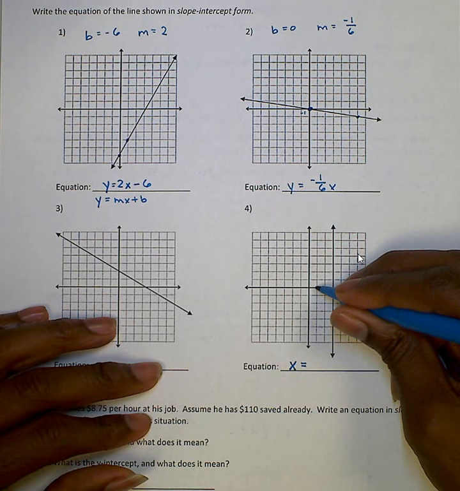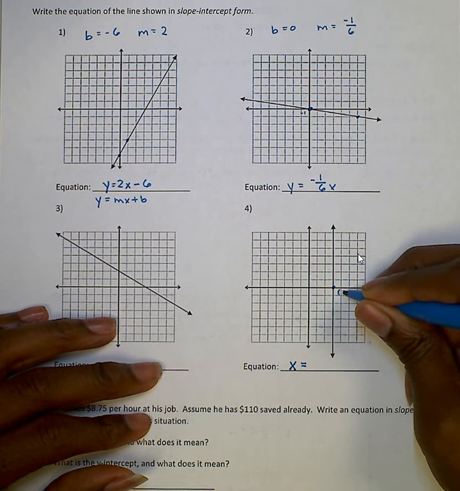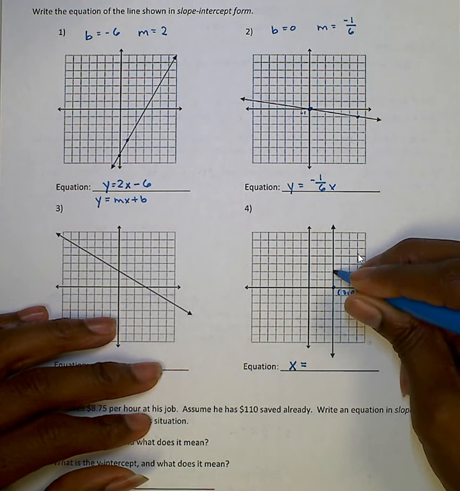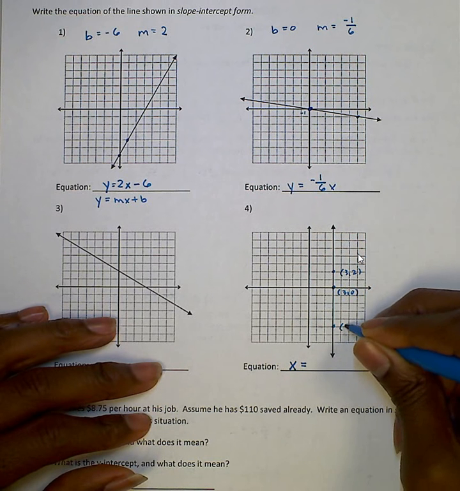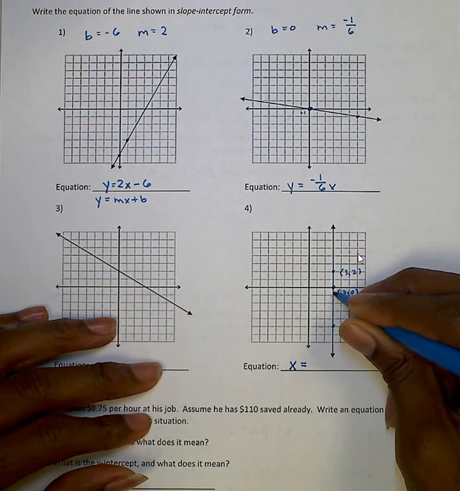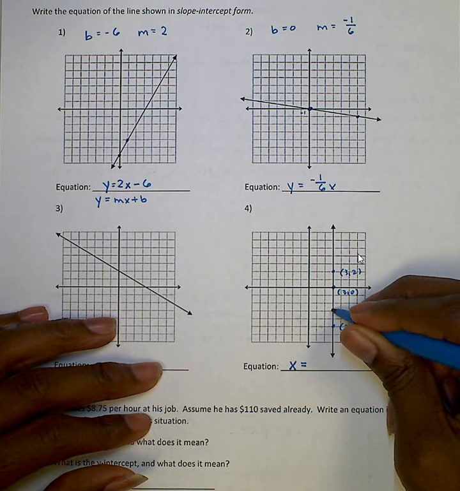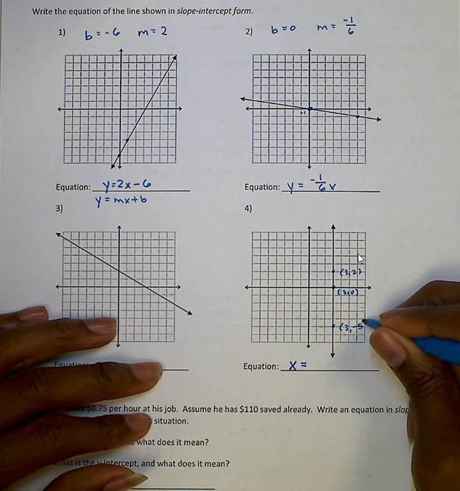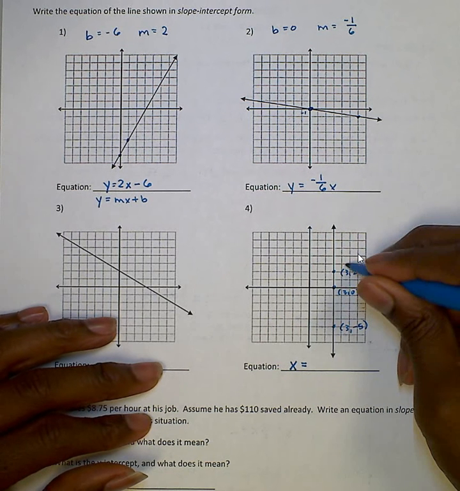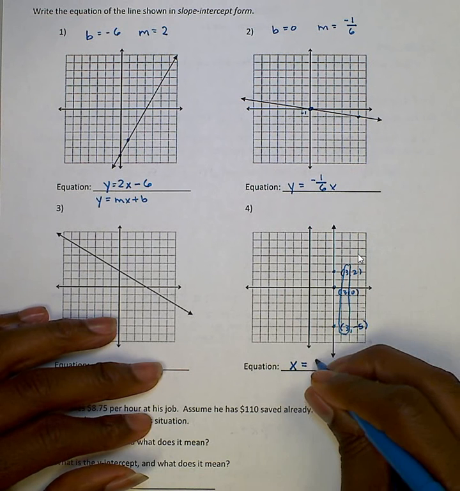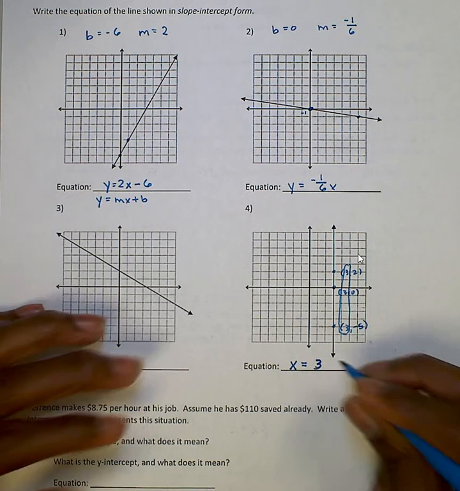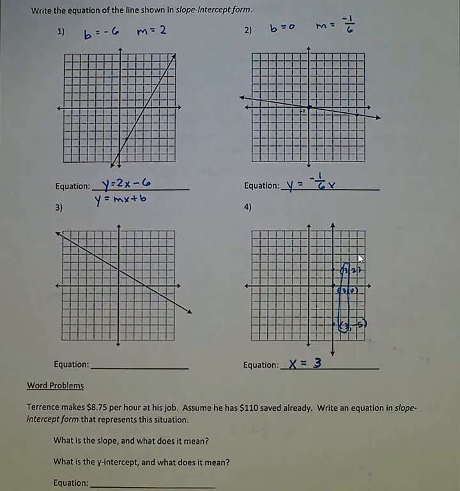1, 2, 3. Here's our point at 3, 0. What's this point? It's 3, 2. What's this point? It's 3, negative something. I should have picked a closer number. 1, 2, 3, 4, 5. 3, negative 5. Notice that the thing that's consistent in this problem is that all the x values equal 3. Okay. Not necessarily in slope-intercept form, but you should know the equation for vertical lines and horizontal lines.